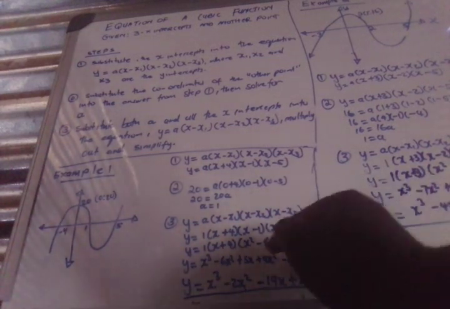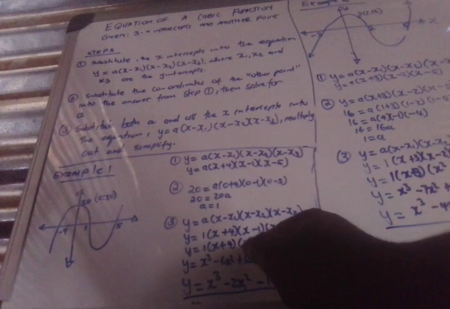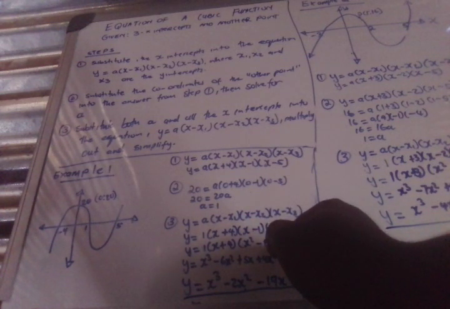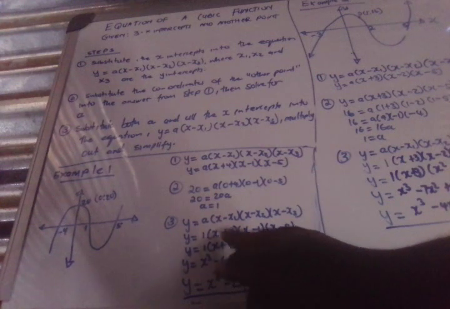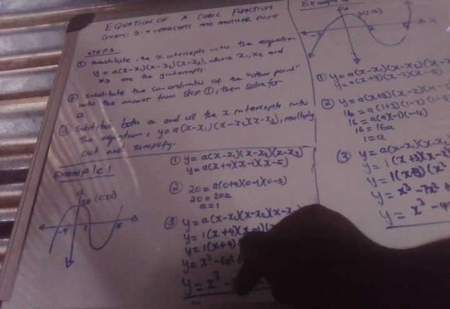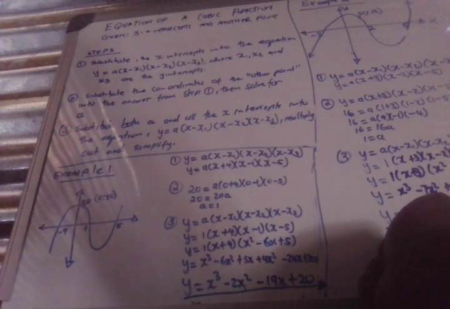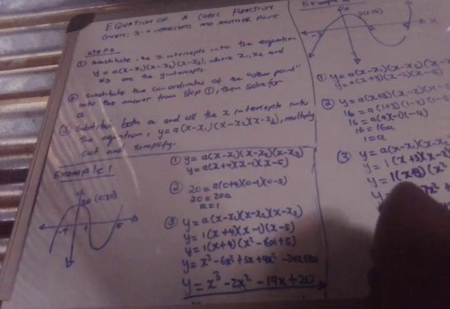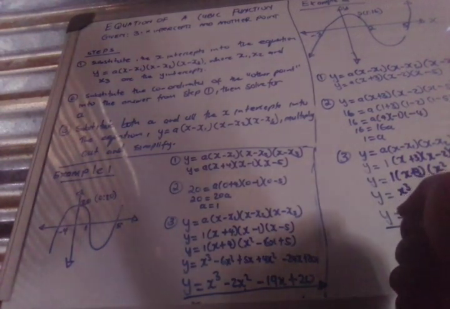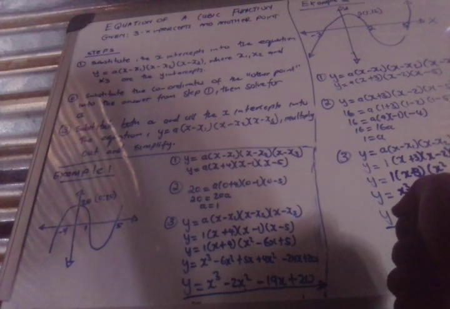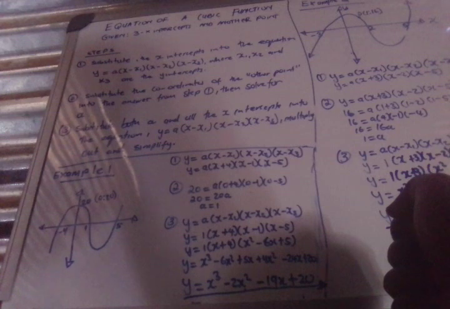Okay, so after multiplying out the 2 last brackets, I ended up with x squared minus 6x plus 5. Then I'm going to multiply this bracket with the first bracket, okay? And so using the FOIL method, I ended up with x cubed minus 6x squared plus 5x plus 4x squared minus 2x plus 20, okay?